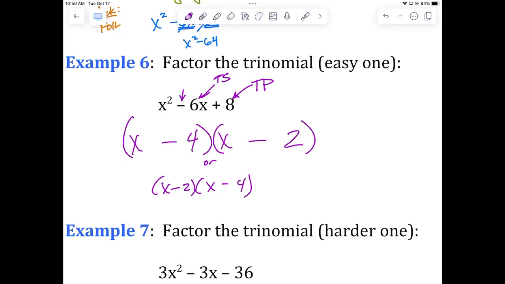If you want to see why that works, all you have to do is FOIL it back out, right? If you do first, outer, inner, last and combine the middle terms, you'll get what we started with.